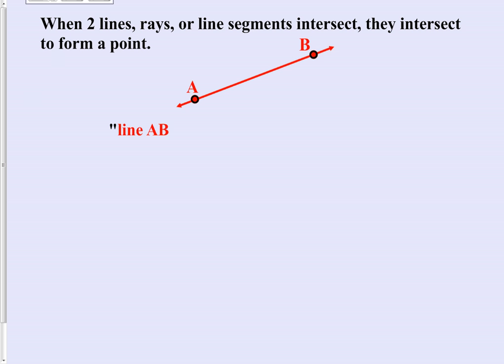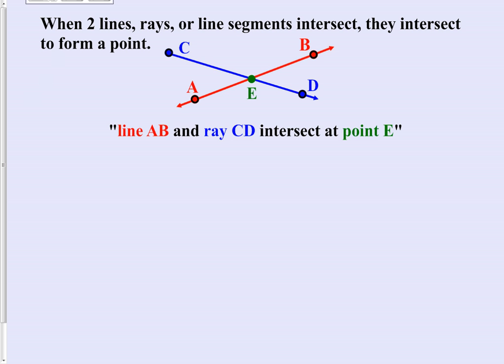Here we have line AB. Then along comes ray CD and makes contact with line AB. So line AB and ray CD intersect, and the intersection is a single location, which is a point. So line AB and ray CD intersect to form point E.